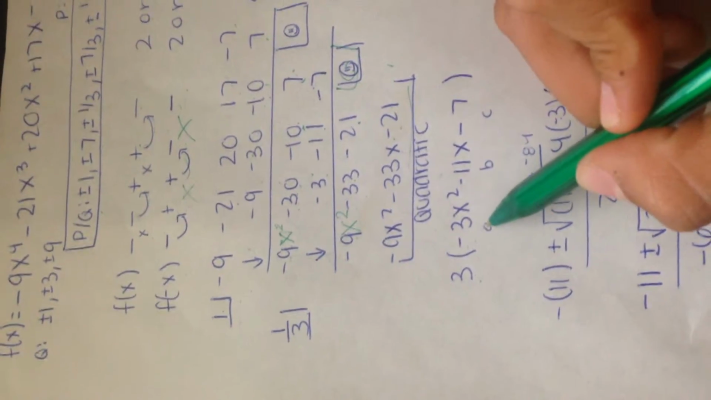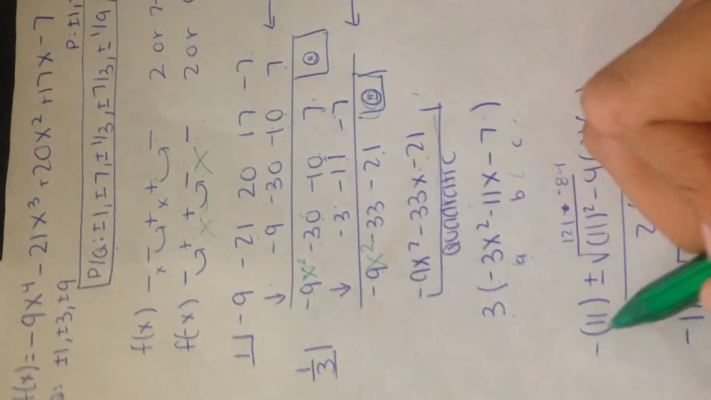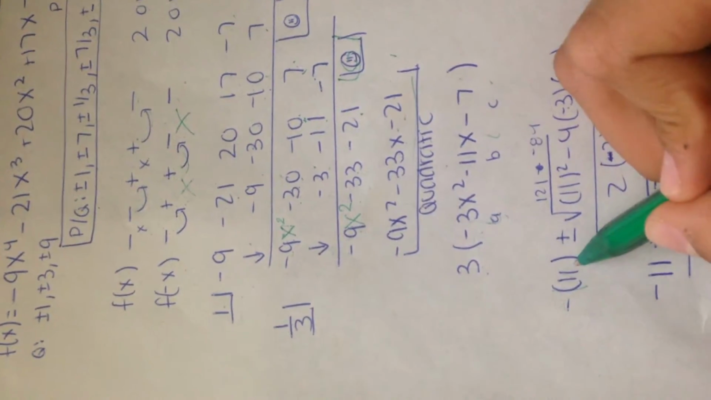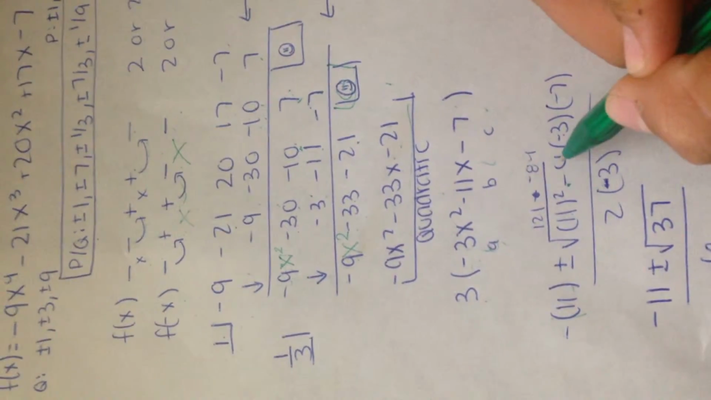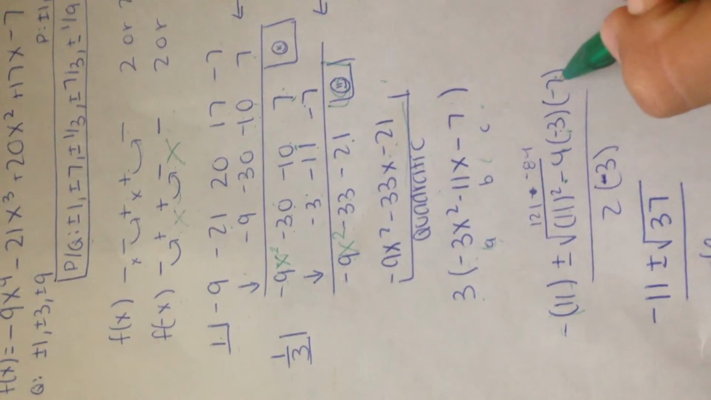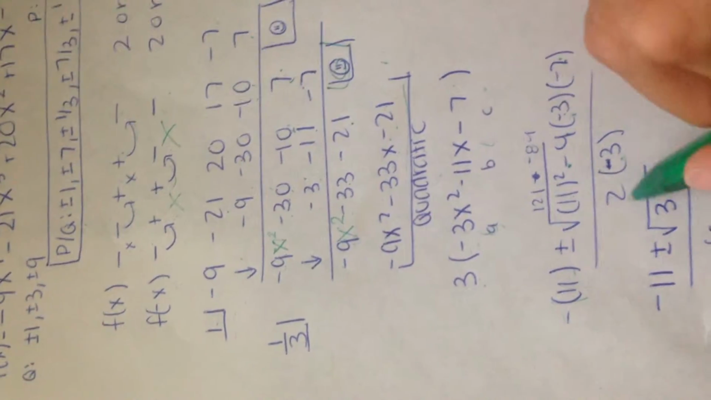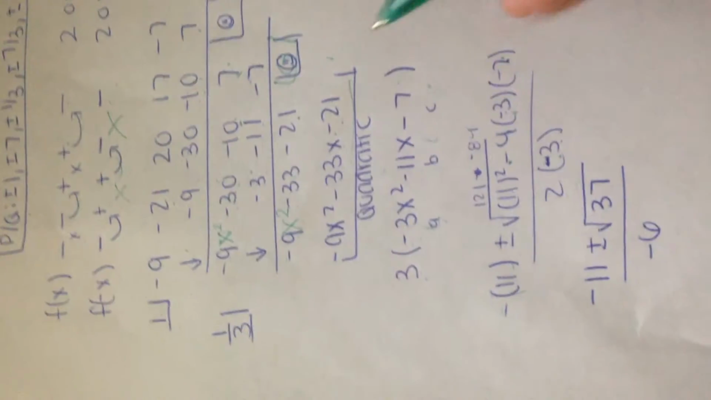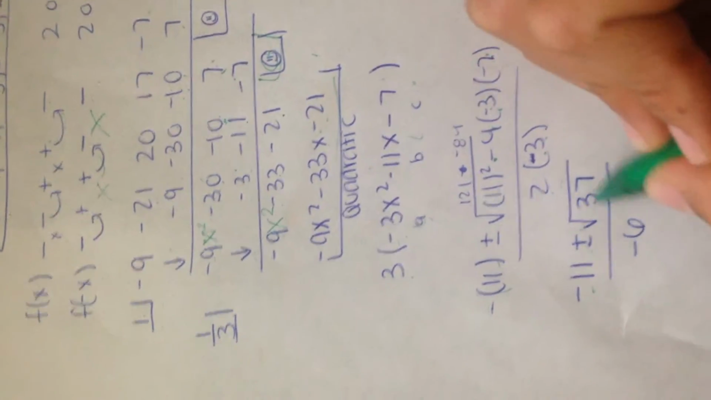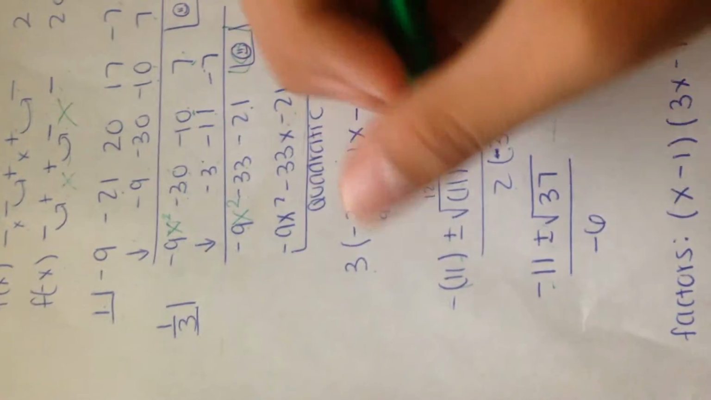And then we label them A, B, and C as our terms, and we just plug it into the quadratic formula. Negative 11, which is our B, plus or minus the square root of B squared, 11 squared, minus 4AC, which is negative 3 and negative 7, all over 2A, which is 2 times negative 3. So we would get negative 11 plus or minus the square root of 37 all over negative 6. And that would be our other zeros.